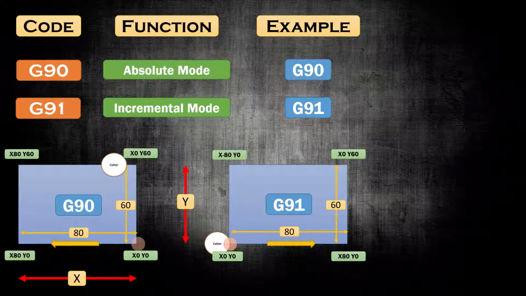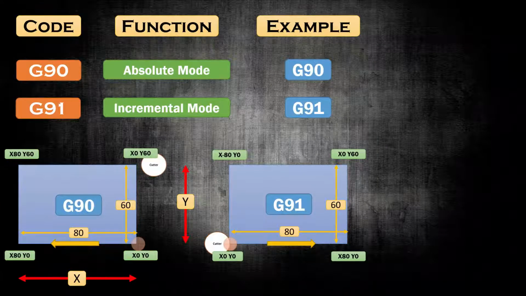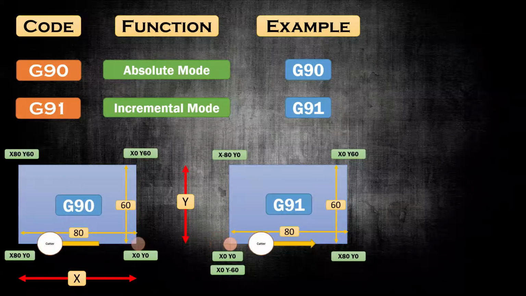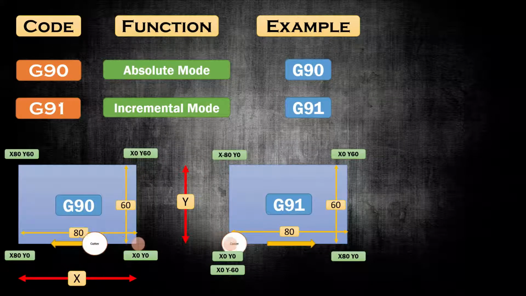And then, if you want to come back to the origin, we cannot use x0 y0. If you use x0 y0, it will stay in the same position where it is at the moment. So to come back to the origin, we have to use x0 and y -60. So that is the difference between the absolute mode and incremental mode.